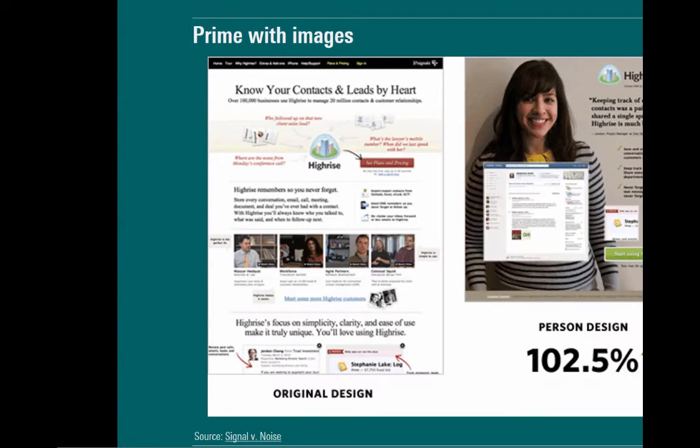Humans are naturally very social. We tend to trust things that have warm, relatable, smiling faces looking back at us. Like this example from CRM product Highrise, where they had a traditional sales page on the left and tested it against a simpler page with a nice smiling person. They saw a big increase in the number of conversions on the website.